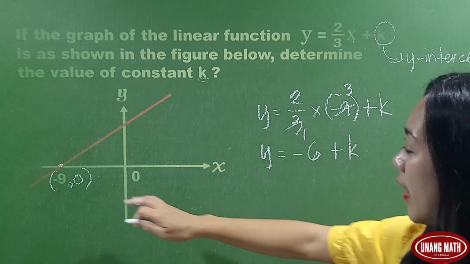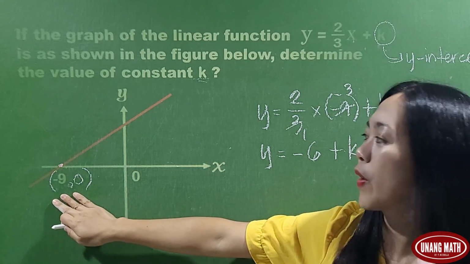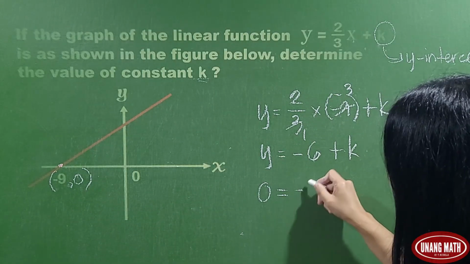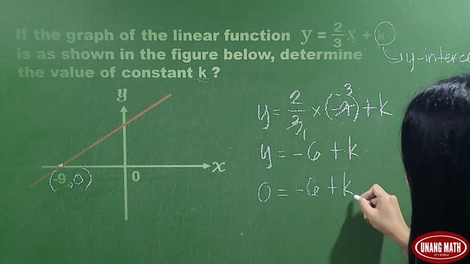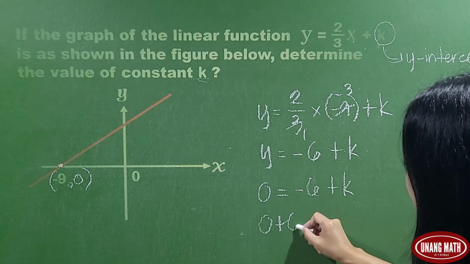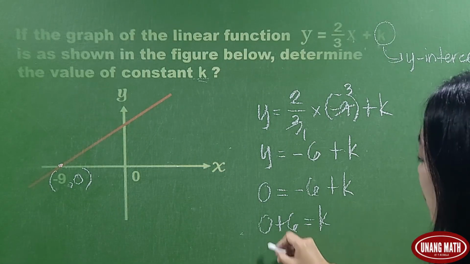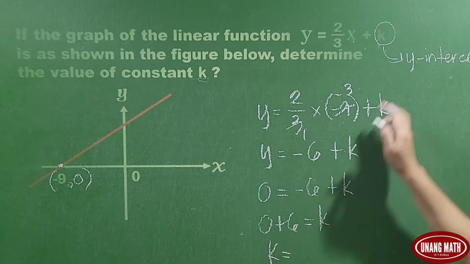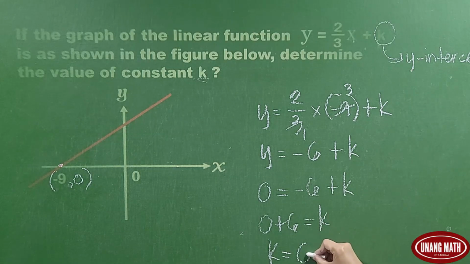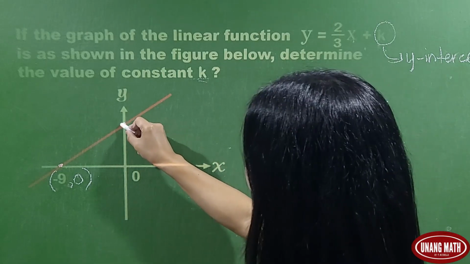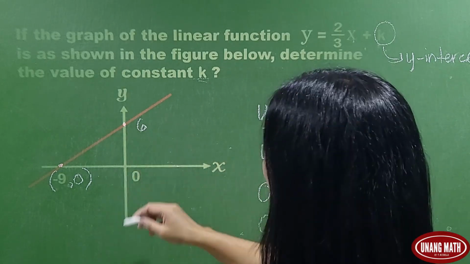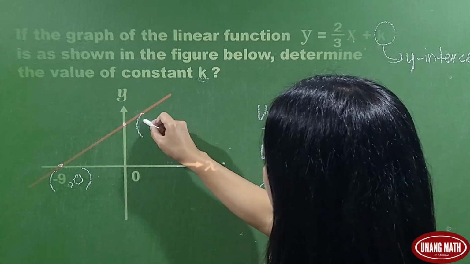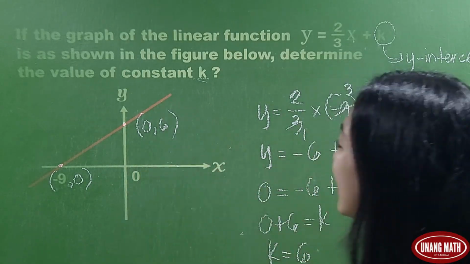Take note, x-intercept occurs when y is 0. So 0 is equal to negative 6 plus k. So we have here 0 plus 6 is equal to k. So that means the value of constant k, or our y-intercept, is 6. So the coordinates here are 0, 6.